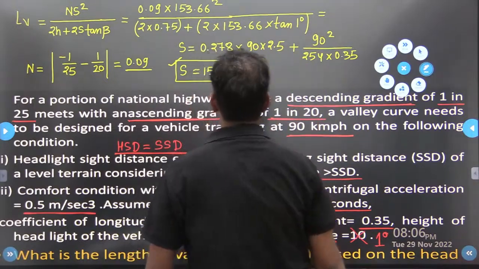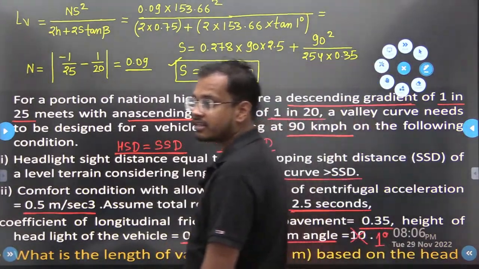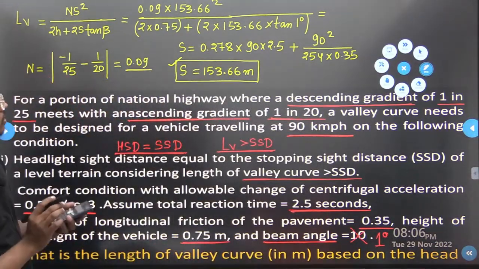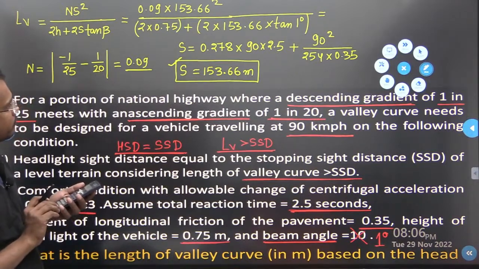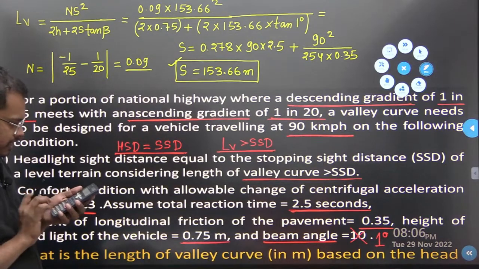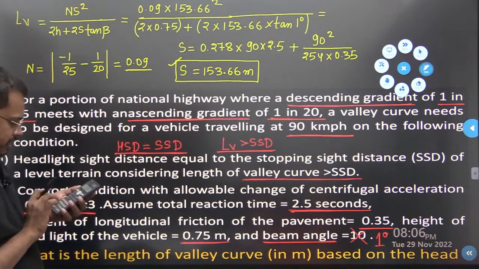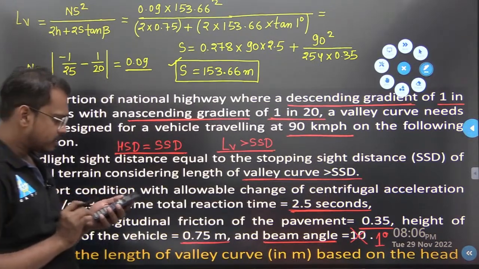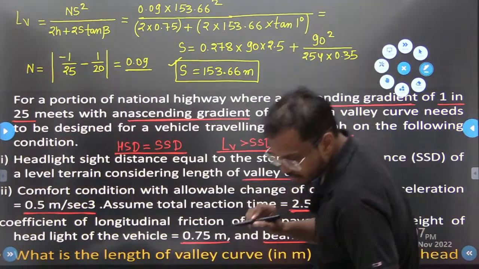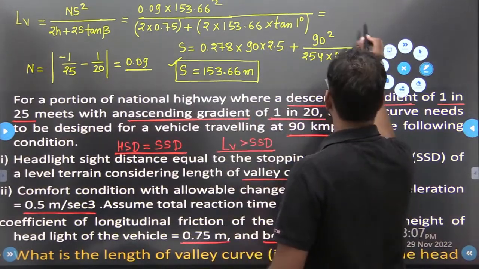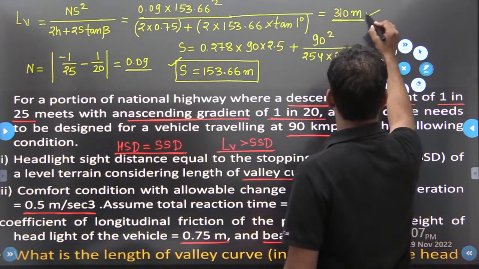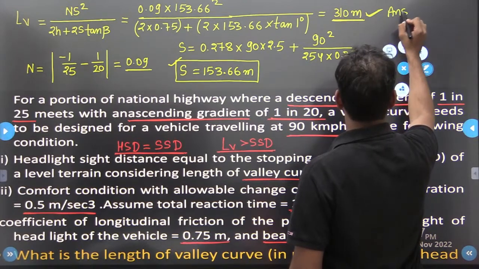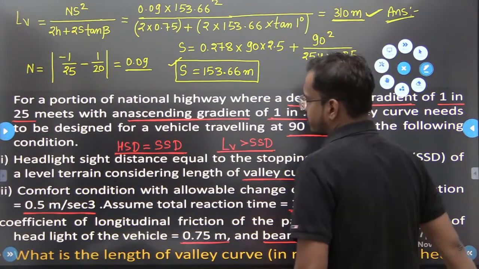Now calculate the value of length of valley curve on the basis of headlight sight distance. 2 multiplied by 153.66 multiplied by tan 1 degree, plus 1.5, and 0.09 multiplied by 153.66 square divided by the answer. So the value is 310 point something meter. Yes, 310, or if you get 309, that is also correct. Now my value is 310 meter. It is the answer for the first question.